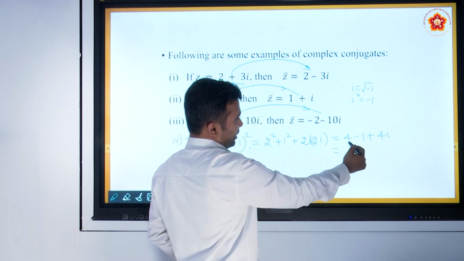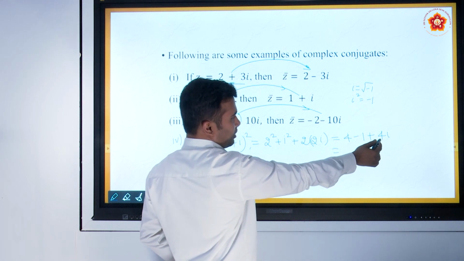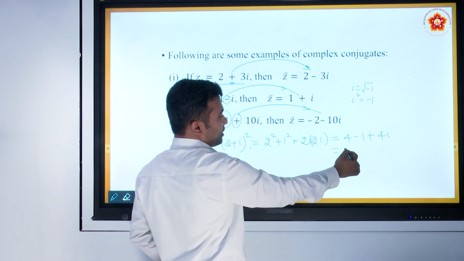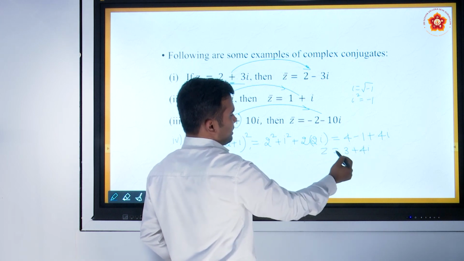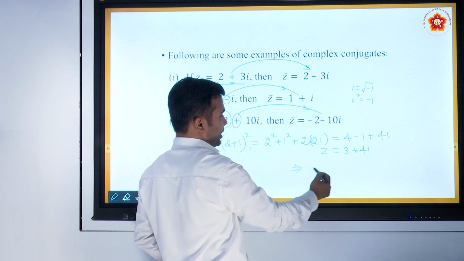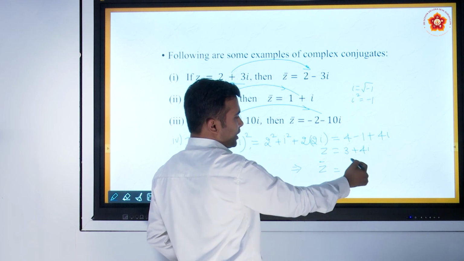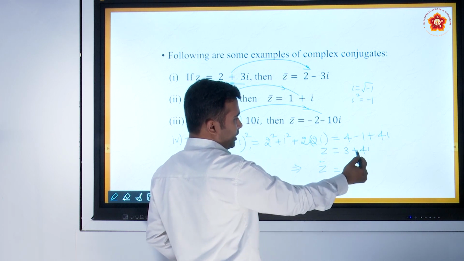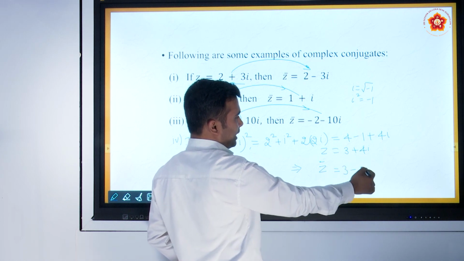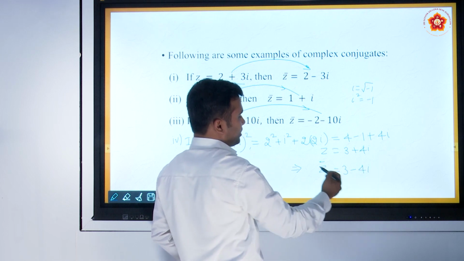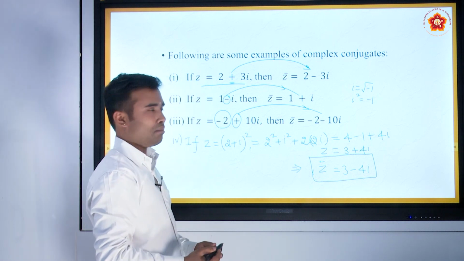4 and minus 1 are real numbers, so you should simplify that. We can't combine this with the 4i, as that is imaginary. So 4 minus 1 is 3 plus 4i. This is z. Now we can write its conjugate z bar. Here it is 3 plus 4i, so we have to change the sign of the imaginary part. The sign of the imaginary part is plus, so to write its conjugate it changes to minus. This is how we can write the conjugate of a complex number.